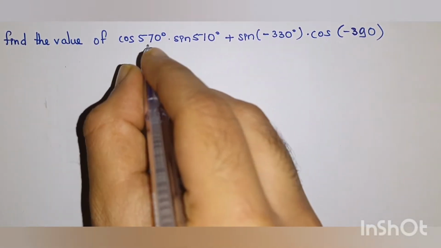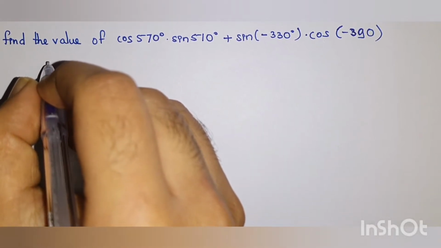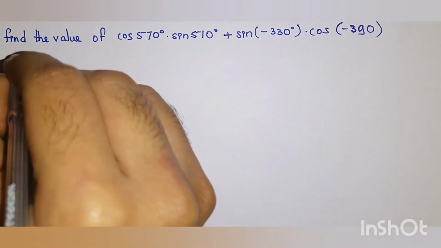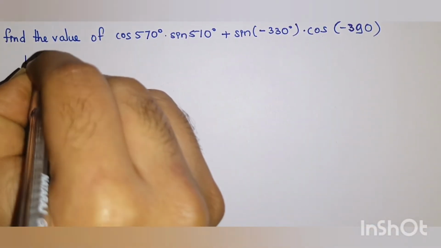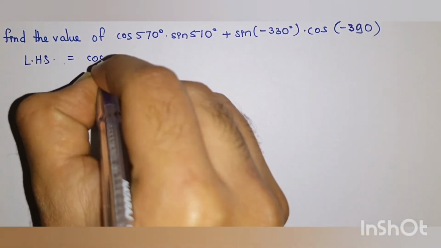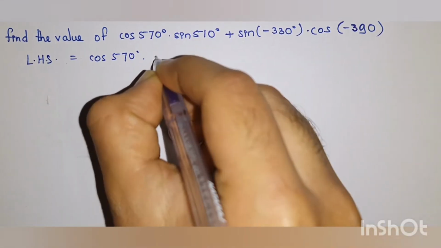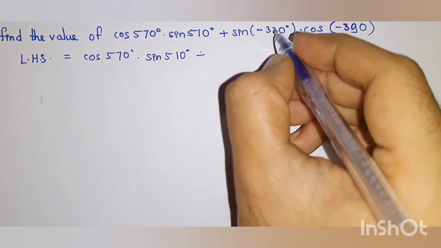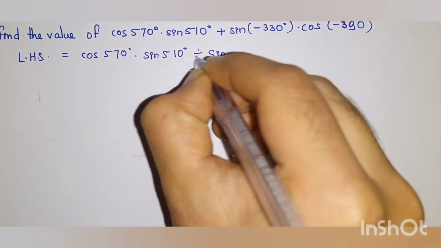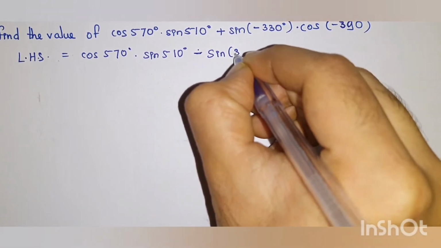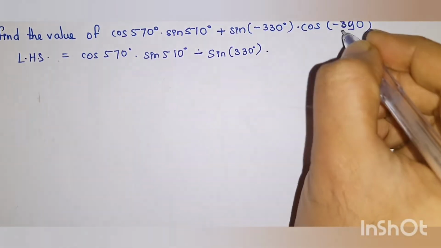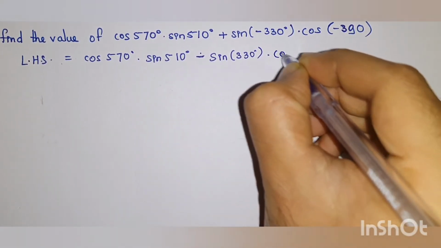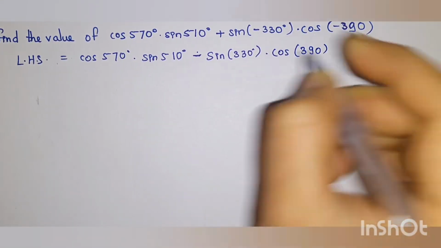Don't be scared by seeing these large values of theta. You can convert them using 90 plus theta, 90 minus theta, etc. Now first we consider this as LHS, that is equal to cos of 570 degrees into sine of 510 degrees, and sine of minus theta is minus of sine theta, so we can also write it as minus of sine 330 degrees into cos of minus theta, which is cos of theta only, so we can write cos of 390 degrees.